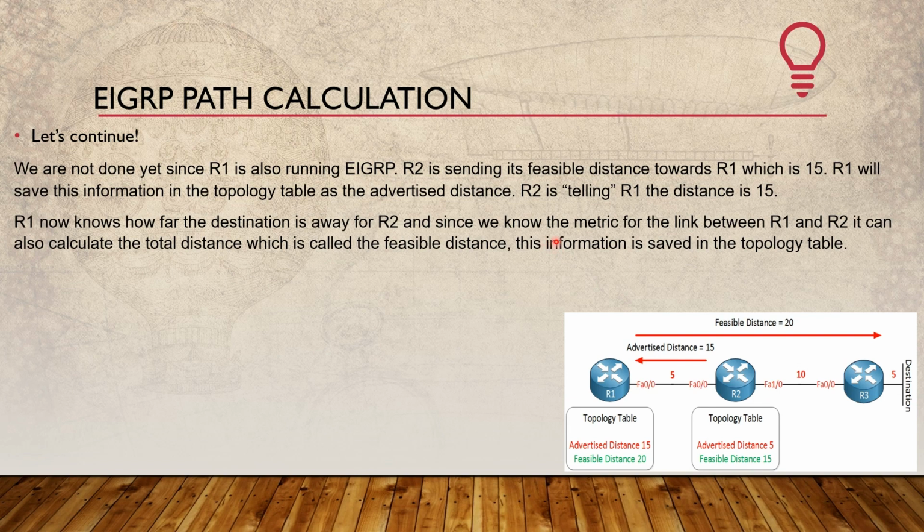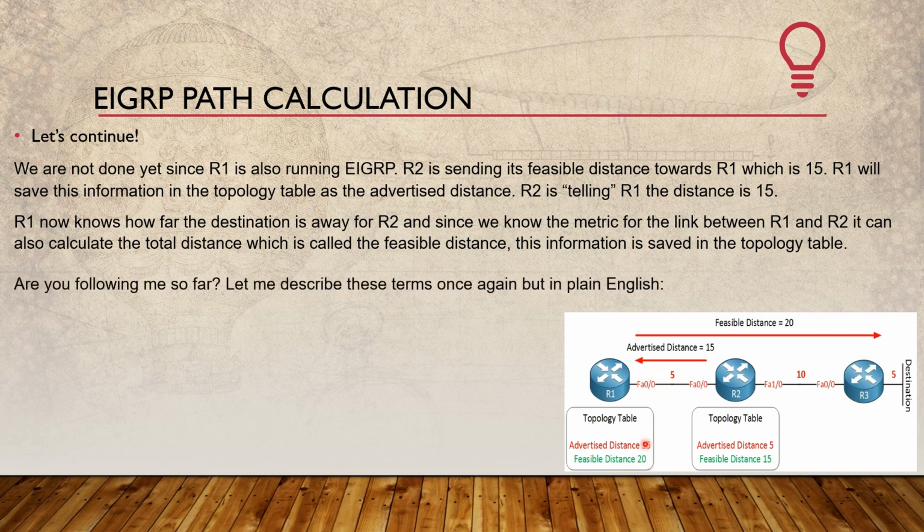Since we know the metric for the link between R1 and R2, the total distance can be calculated. Already R2 has said that from it you can reach the destination, but that metric is 15. R1 should know the metric between R1 and R2, which is 5. Then adding 15 plus 5, the total distance is calculated, which is the feasible distance, that is 20.